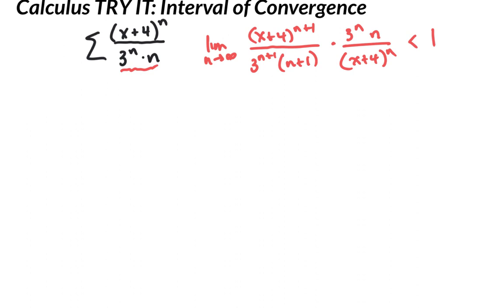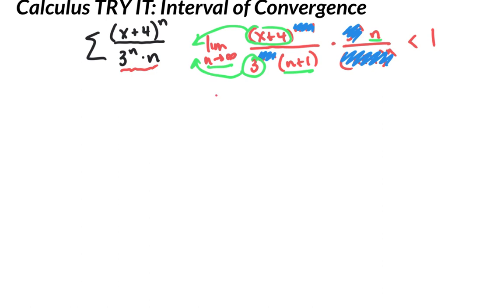Okay? So now I like to simplify. I say, well, just kind of pairing up the x plus 4s, I've got an x plus 4 left in the numerator. I've got an extra 3 in the denominator. Now, because this is the limit as n approaches infinity, I'm going to leave the n and n plus 1 for the limit to deal with. But the rest of it, I'm going to factor out front of my limit.